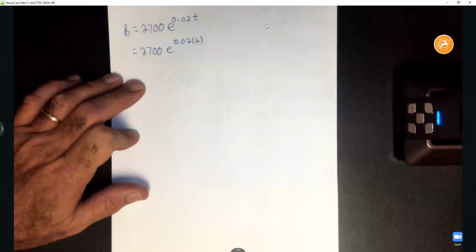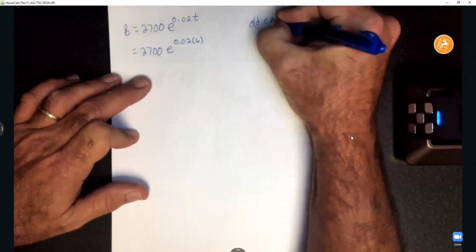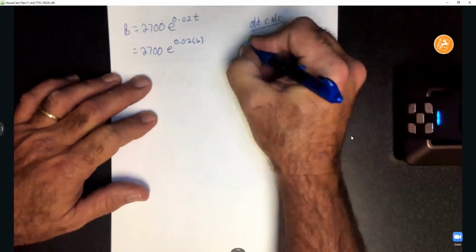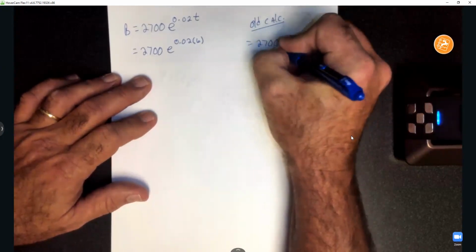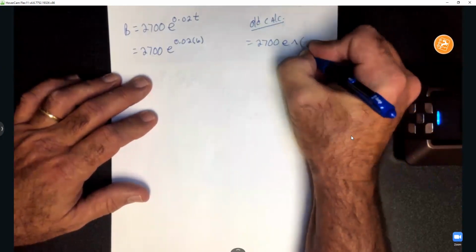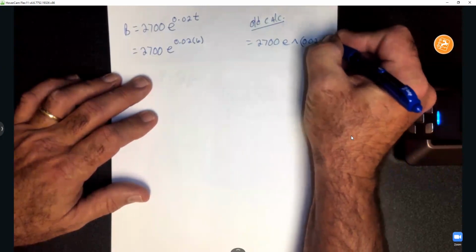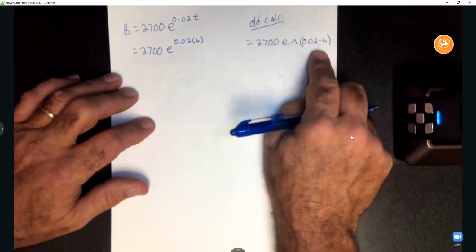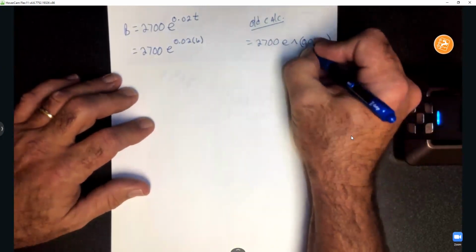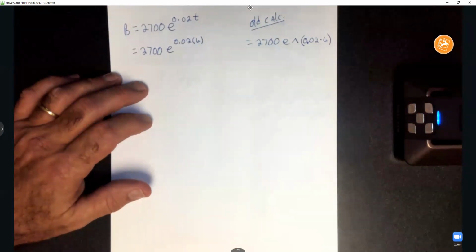Now, if you got the old calculator on this problem, you'll put 2,700 E. It's going to give you that little caret for the exponent. You got to put your 0.02 times 6 in your parentheses and close them. But y'all, I'll do this on the new one to show you.